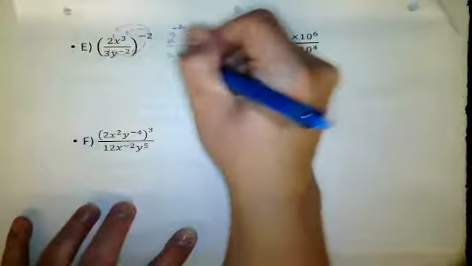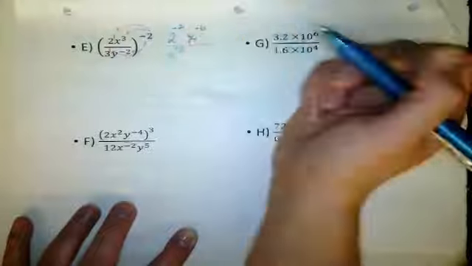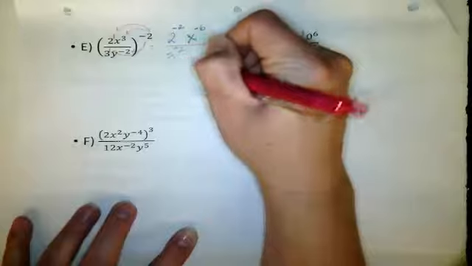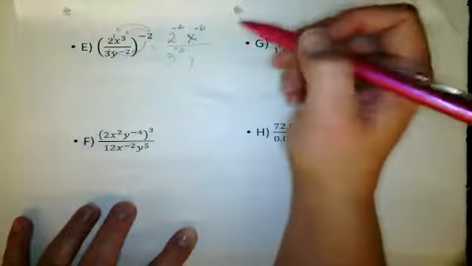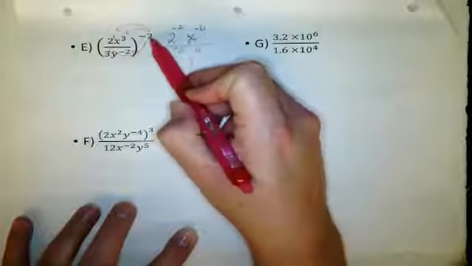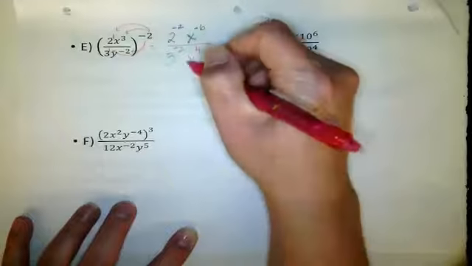1 times negative 2 is negative 2. And last, what color have I used? Pink, I guess. Y to what power? 4, yeah. Negative 2 times negative 2 gives me positive 4. Okay.